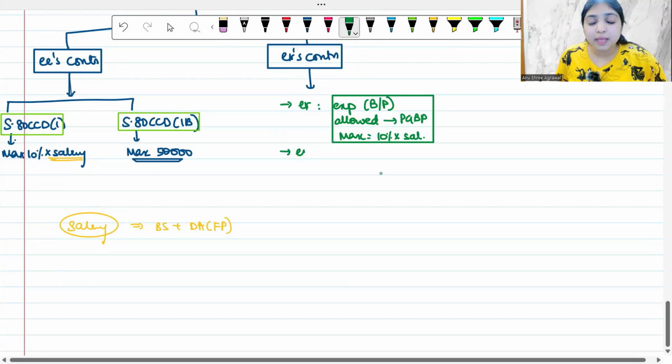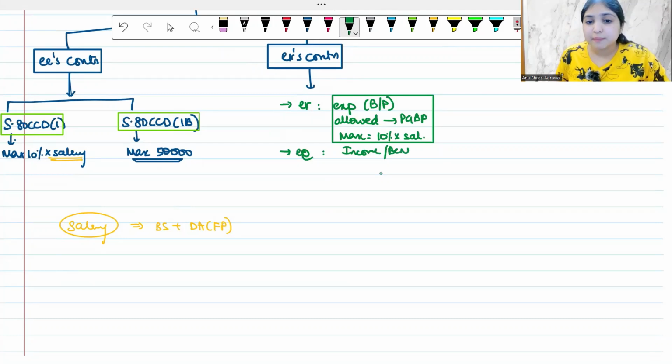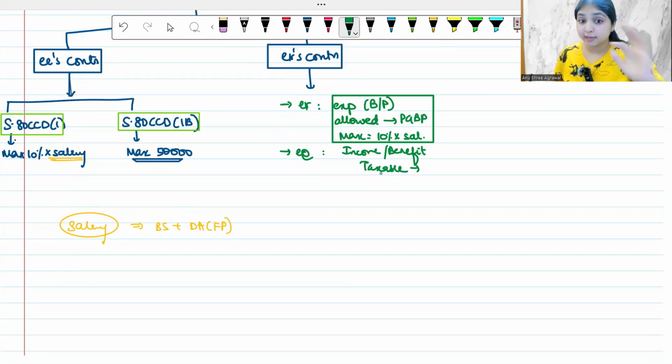Now, if you think from the employee's point of view, first of all, it's an income. It's a benefit because the employer is making a contribution into the employee's account. So it's an income, it's a benefit for the employee. Therefore, it should first of all be taxable for the employee. Taxable under which head? Any benefit you get from the employer is taxed under the salaries head, guys. So it will be taxable for the employee under the salaries head.